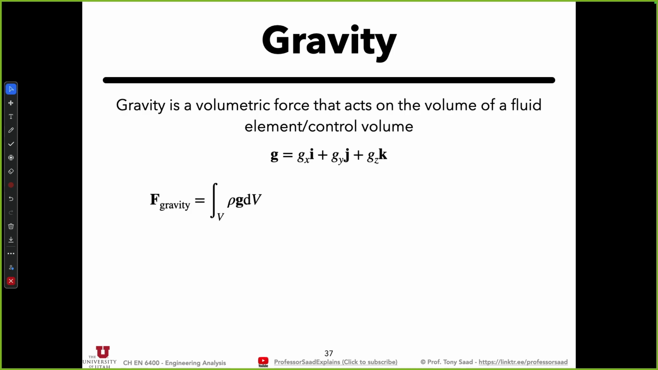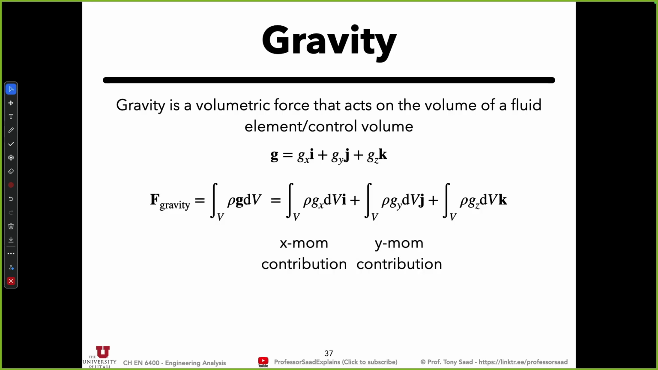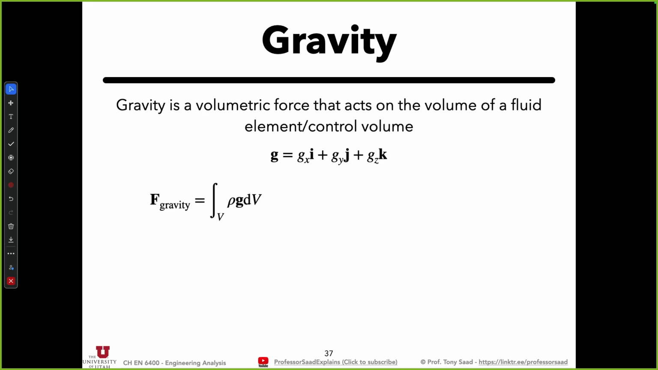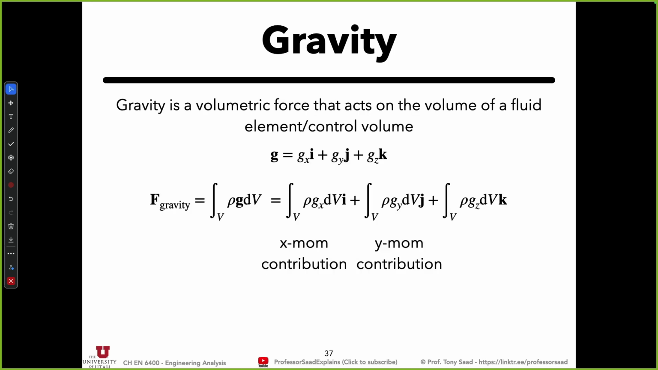And for the total force of gravity, we need to have consistent units, right? So this force of gravity needs to have units in Newtons, right? So then we have rho g, which gives us Newtons per unit volume, force per unit volume, and then multiplied by volume, that takes away the volume, and we get Newtons, right? And that's what we would need here, and then that gives us the separate components, rho gx and rho gy and rho gz in the individual directions. So this would be the x momentum contribution for the rho gx. The rho gy dV would give us the y momentum, and the rho gz gives us the z momentum contribution.